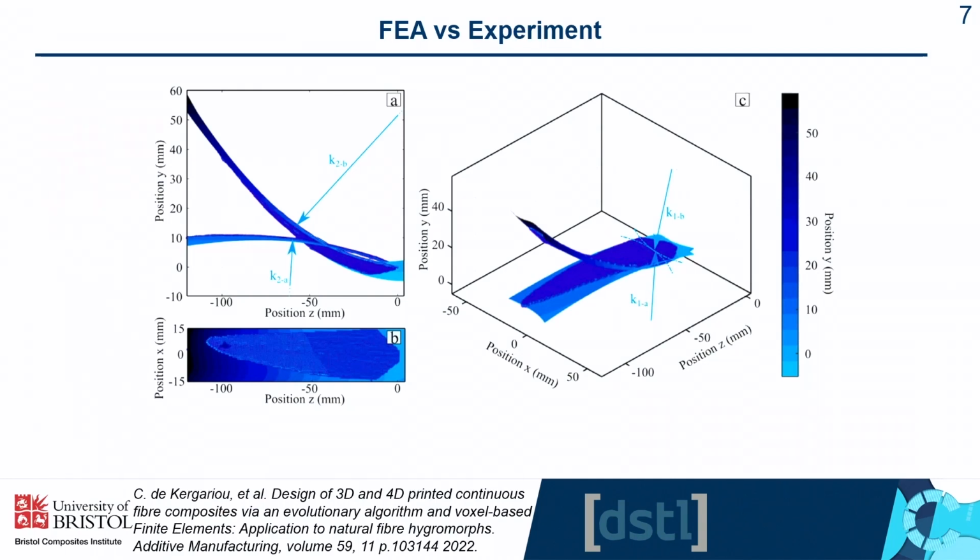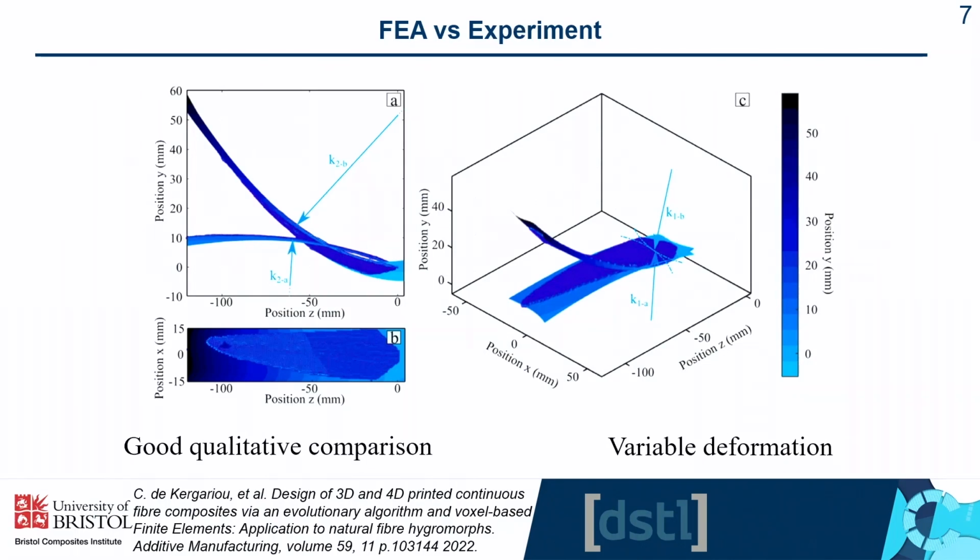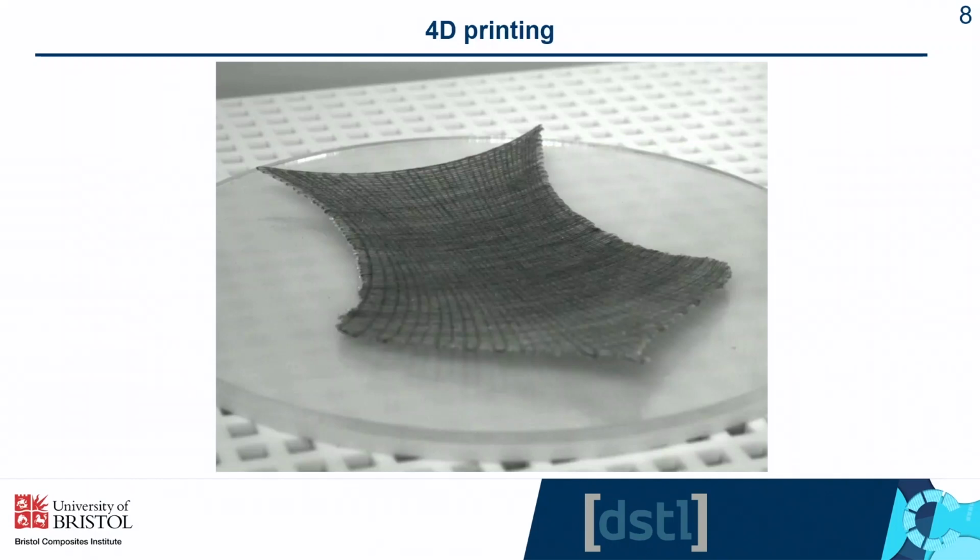We compared this to our FEA model. We obtained a good qualitative comparison in terms of shape and in terms of order of magnitude of deformations. In the paper we published, we discuss the differences that we were able to observe, but also the lack of repeatability that we observed for our structures' measurements. Then we went to different structures.